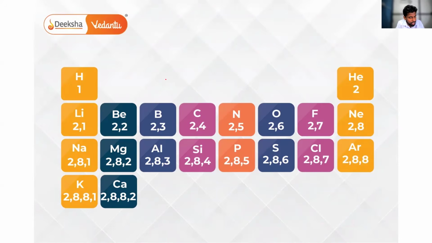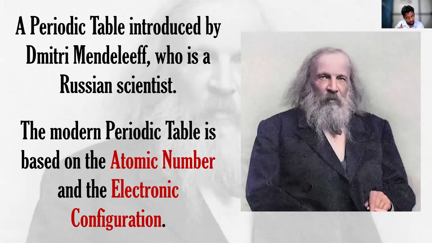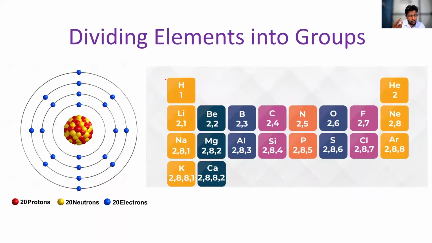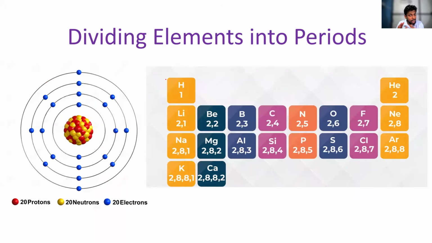So you must be able to write the periodic table by yourself, because there are many past paper questions that ask directly from the periodic table. So you must be able to draw it yourself. With that advice, we'll move on to the part. Dmitri Mendeleev is the scientist who introduced the periodic table. Now, I'm going to explain how the periods and the groups are decided.